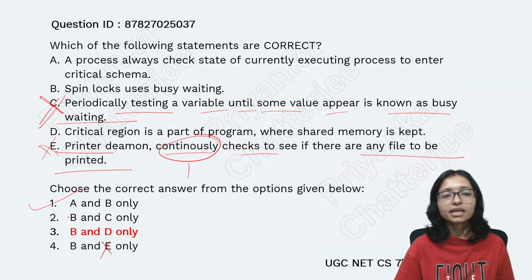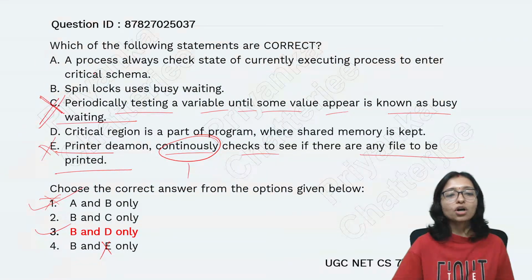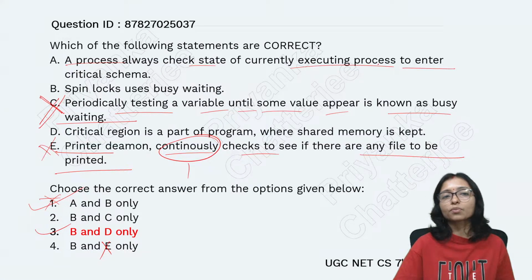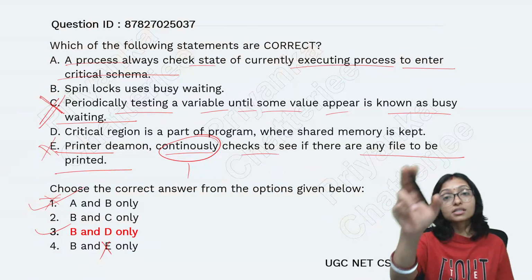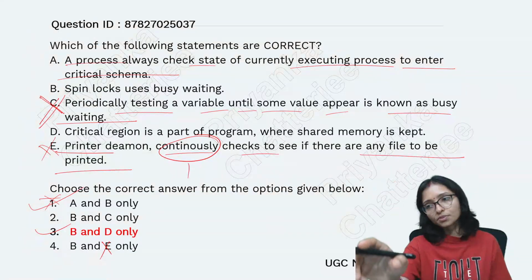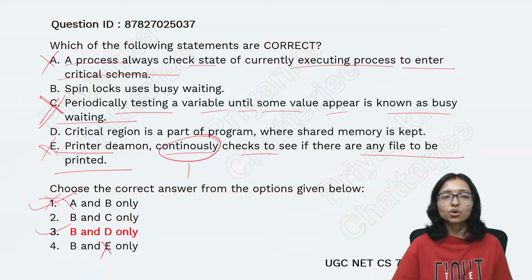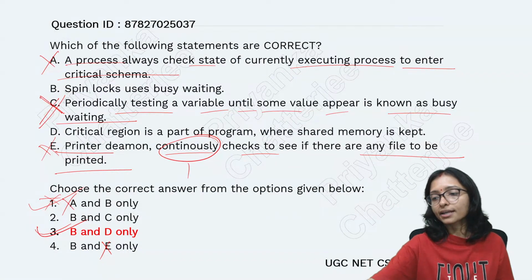So B and D is the correct answer. A is also wrong. Why is A wrong? The processor always checks the state of the currently executing process entering the critical section. This is also wrong because two things are there: one is busy waiting, another is sleep waiting. That's why option A is also wrong. So only B and D are correct. Concept clear?